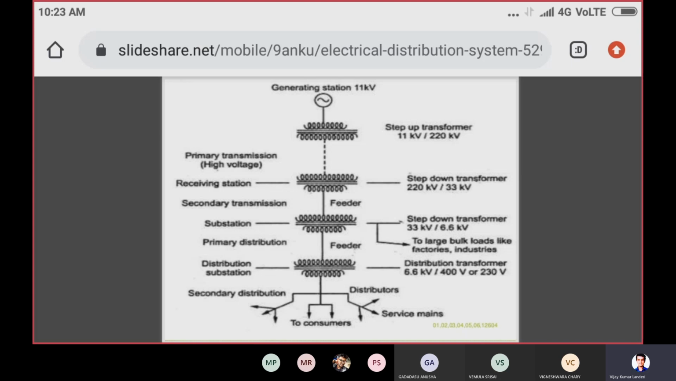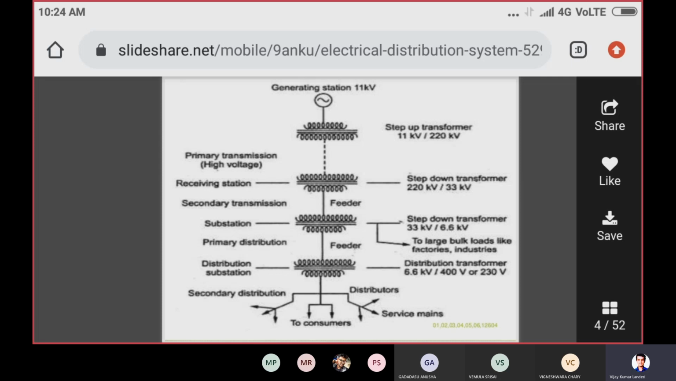So now again, what is happening? This 33 kV voltage is being transferred by means of the feeders. This transmission, carrying a voltage of 33 kV, is called a secondary transmission system, right? Previously we have seen the primary transmission, which carries a high voltage of 220 kV, and in this case it carries a voltage of 33 kV, which we call the secondary transmission system.